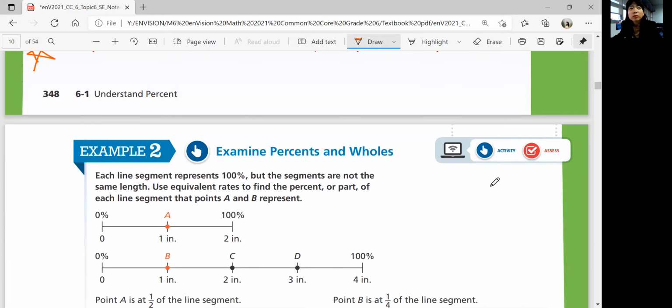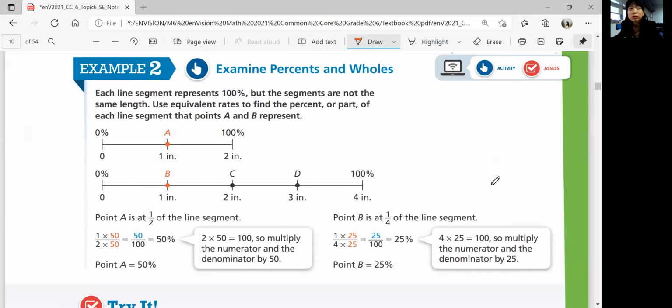All right, example 2 on the next page. Examine percents and wholes. Each line segment represents 100%, but the segments are not the same length. Use equivalent rates to find a percent or part of each line segment that points A and B represent. So point A lies on this number line where 2 inches represents 100%. Point B seems like it's on the same line, but not really. The line is longer and now 4 inches represent 100%. Okay, it's very important where your 100% is.